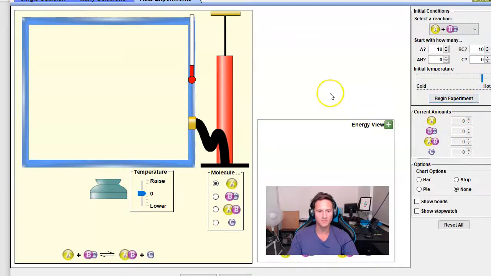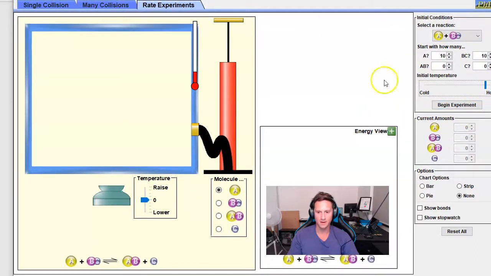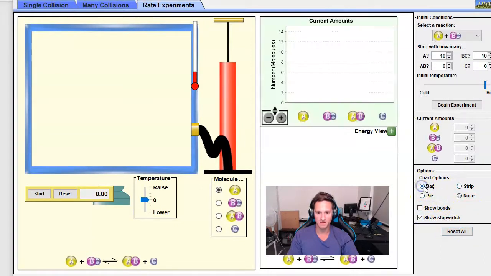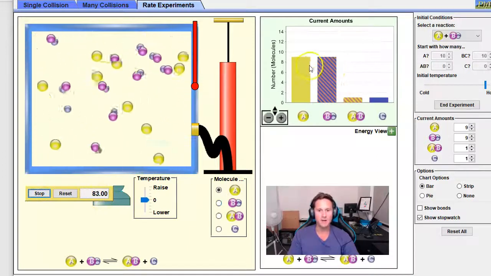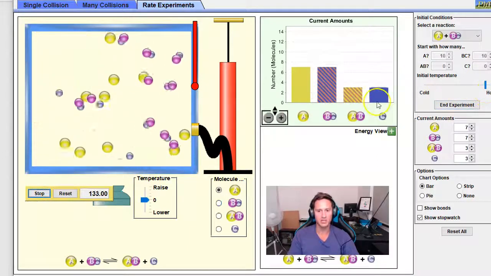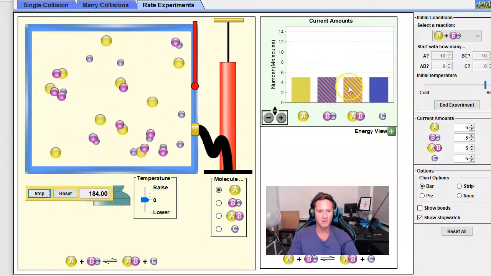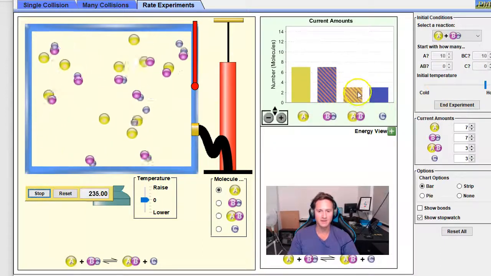let's just absolutely crank it. Okay. And then I'll show the stopwatch. I'll have my bar graph again. You can change the type of graph, obviously. And then we'll start our stopwatch. And we'll go for the same amount of time, and we'll see how that increase of temperature affects the rate of reaction. And what's happening here?